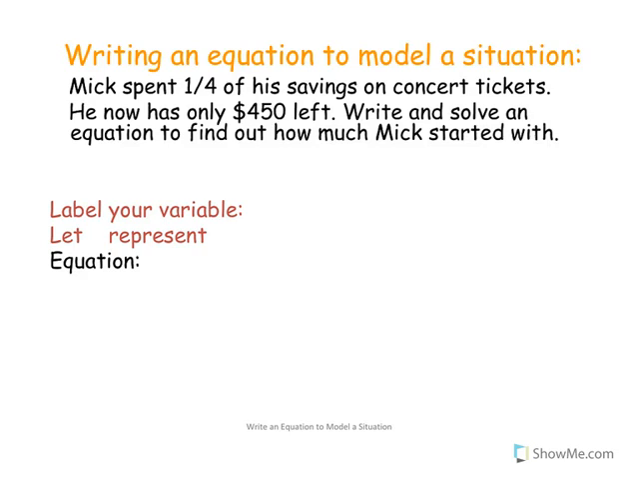A lot of times I copy and paste them and I change some things around and I change the numbers around, maybe the situation, but the math behind it is the same. This one's a little bit harder. So Mick spent a quarter of his savings on concert tickets. Now he's got $450 left. How much did he start with? So X represents, right, how much money Mick started with.